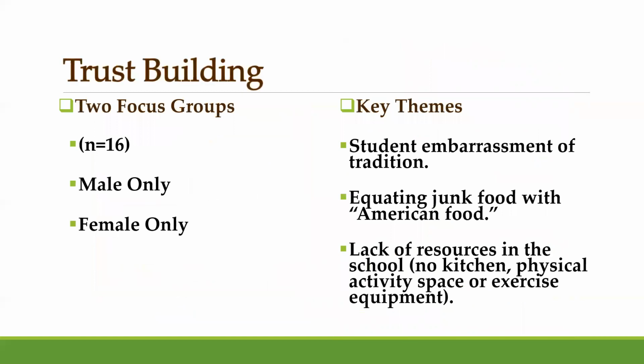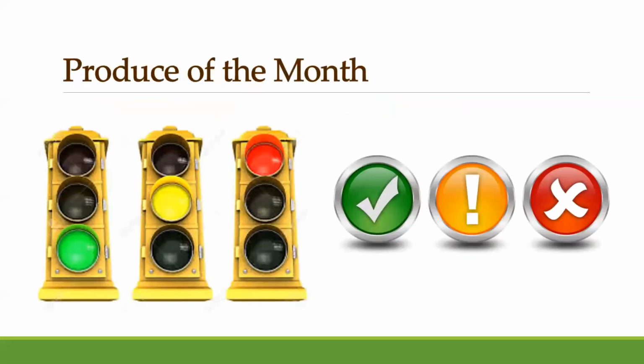As a result of that, we were able to conduct those focus groups, and what we learned is that students were embarrassed of their tradition because they're in the U.S., and there are students whose parents come from different countries. So for whatever reason, the parents said that their children were embarrassed, and so they did not want to bring some of those healthy foods to school. We also noticed that the parents equated junk food with American food. And we found out that there was a lack of resources in the school. They didn't have a kitchen, they didn't have space for physical activity, so they did not have PE, and they didn't have exercise equipment either.